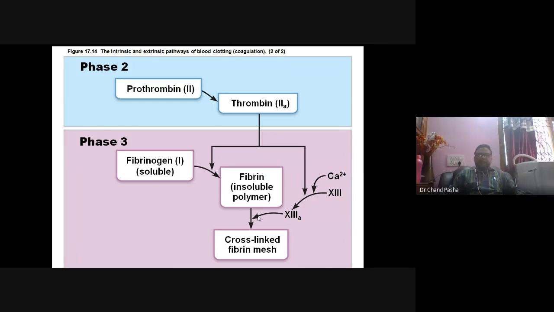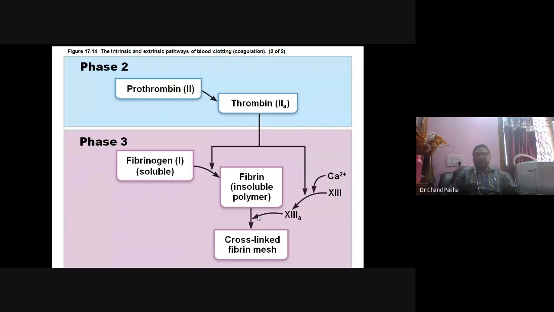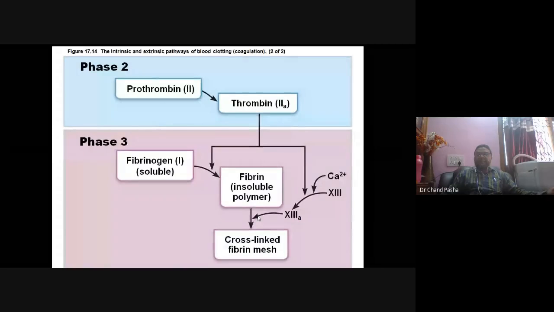And now, this prothrombin, once it is converted into thrombin, for which prothrombin activator is required, which is produced in phase 1. Once this thrombin is produced, it converts the soluble fibrinogen, which is called factor 1, into insoluble fibrin. And these insoluble fibrins are cross-linked, or meshed, with the help of calcium.